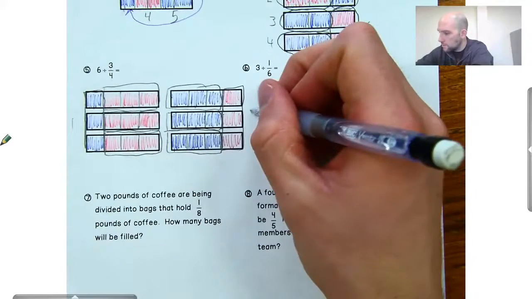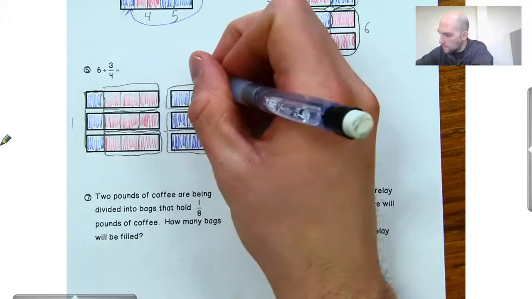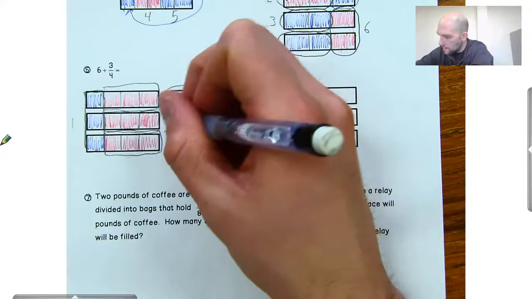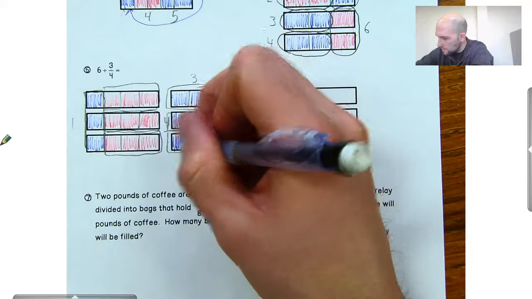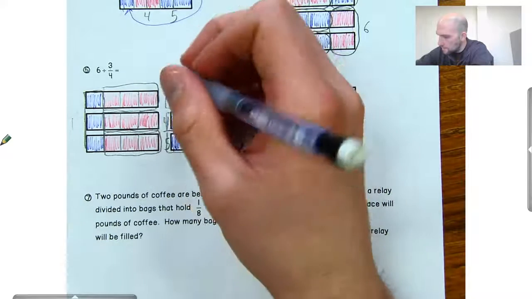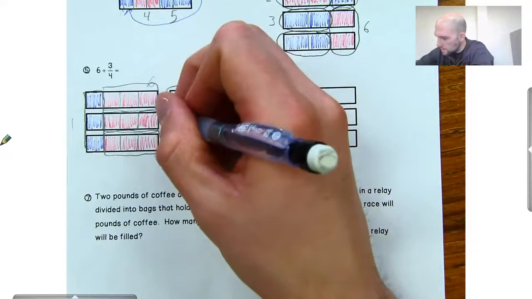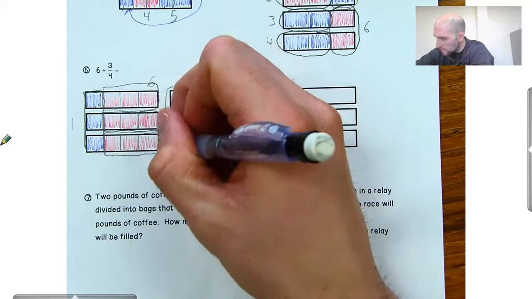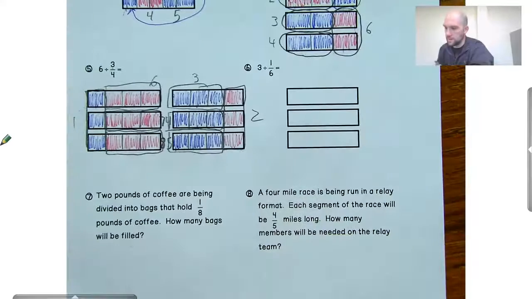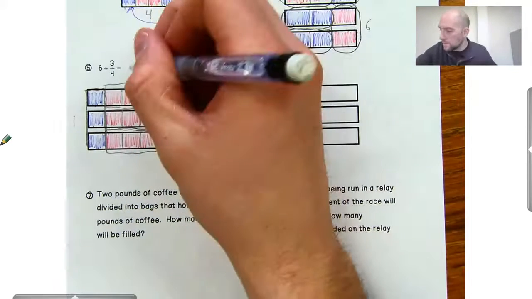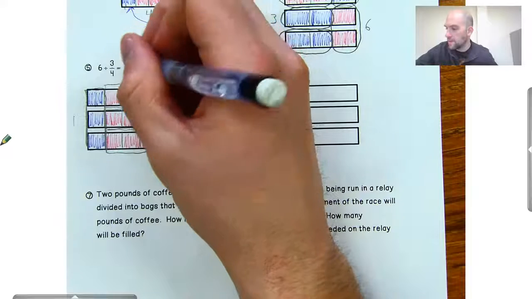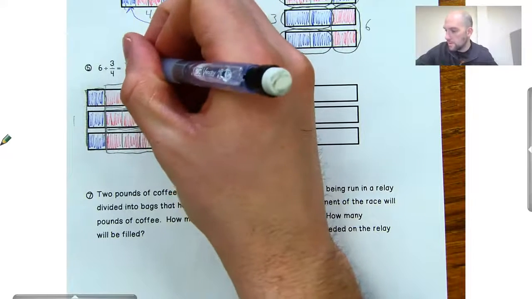We have 1, 2, 3, this one's 4, 5, 6, this one's 7, and 8. So we have 8 pieces of size 3/4 there altogether. 6 divided by 3/4 is 8.